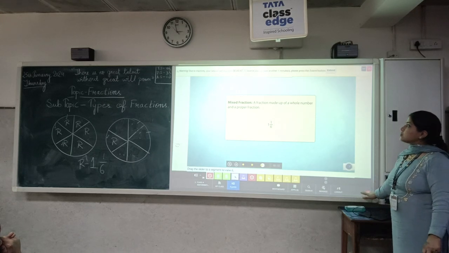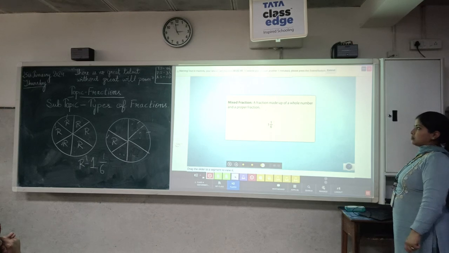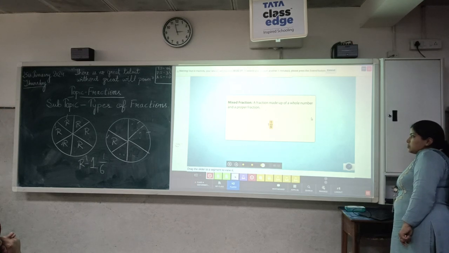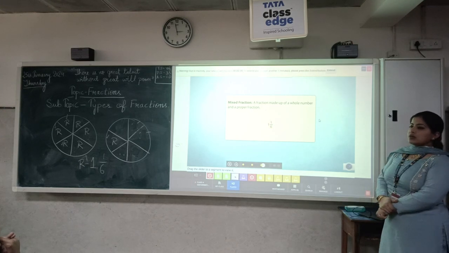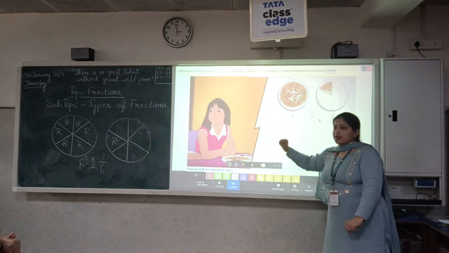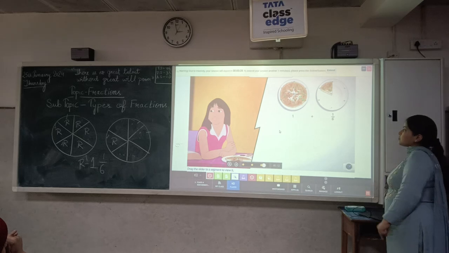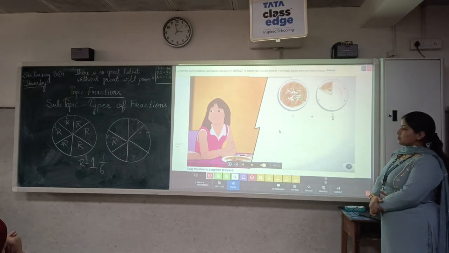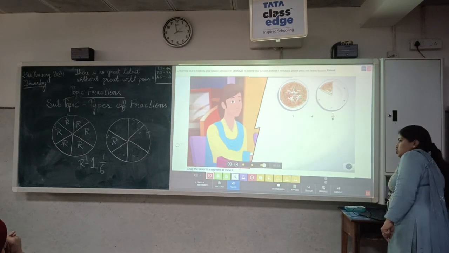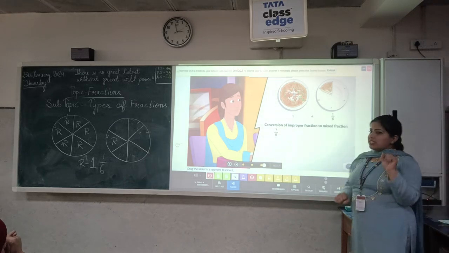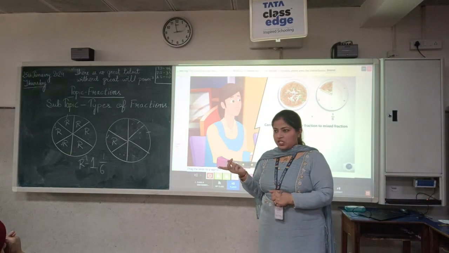This is known as a mixed fraction because the fraction is made up of a whole number and a proper fraction. But how do you convert an improper fraction to a mixed fraction? Now, let's stop there. We will learn the conversion in the next class.